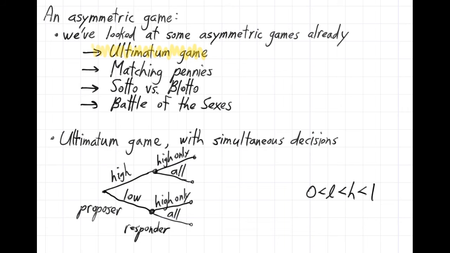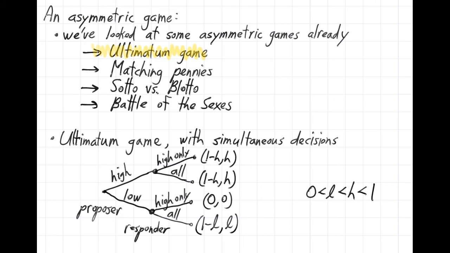Under these conditions, the payoffs are 1 minus H for the proposer and H for the responder if the proposer makes a high offer and the responder accepts high only. Likewise, if the proposer makes a low offer and the responder accepts all, there's the payout 1 minus L to the proposer and L to the responder. And if the proposer makes a low offer, but the responder only accepts high offers, then nobody gets anything.